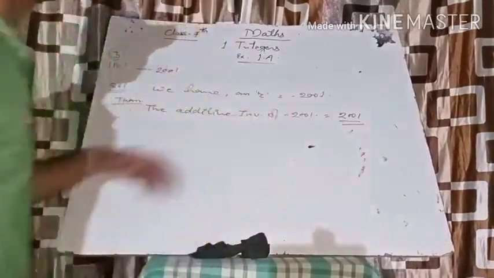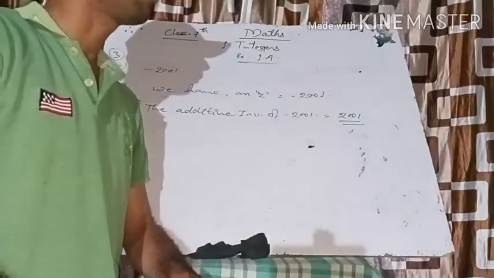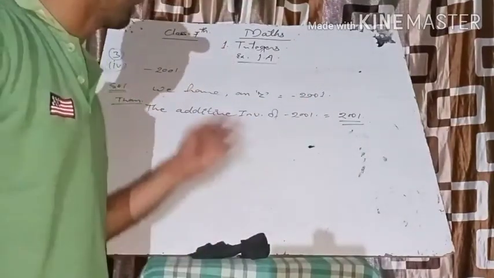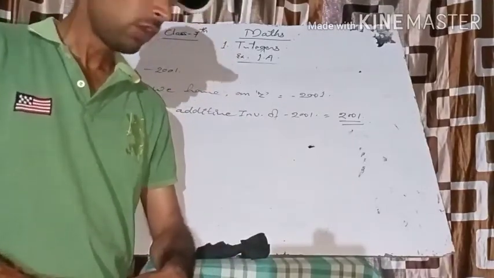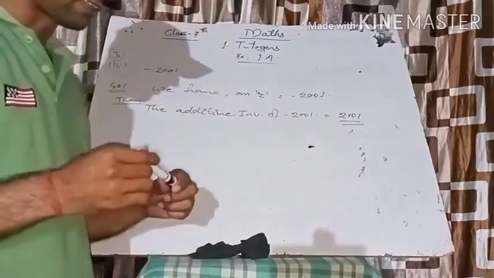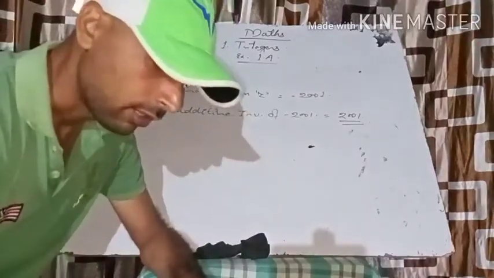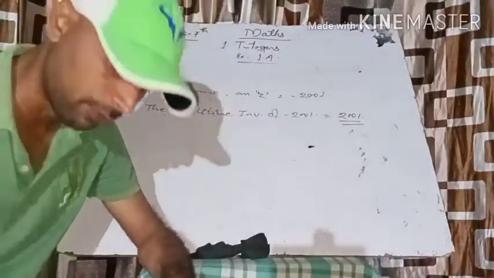If suppose you have 2001, only the positive 2001, then the additive inverse of positive 2001 will be the negative 2001. So in this way we have completed exercise 1A and some of the questions of exercise 1B.